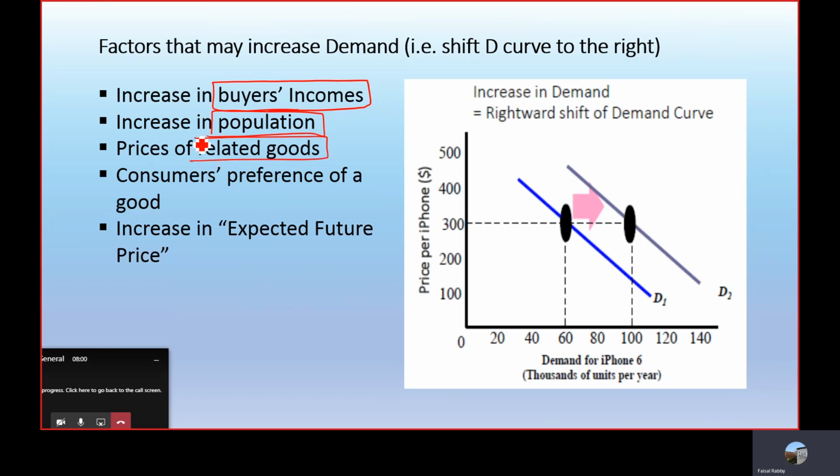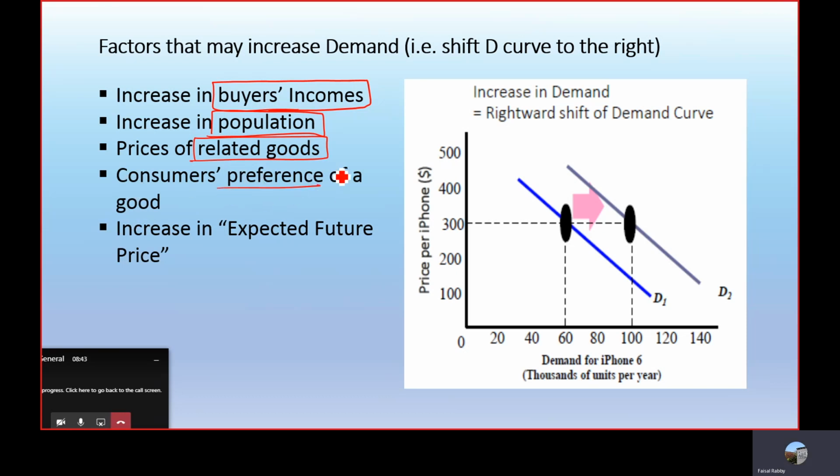Price of related goods can also increase demand. For example, if we are thinking of demand for cars, then whenever gasoline price decreases drastically, we know that some more people might want to buy cars, because now maintaining and driving a car is cheaper due to lower fuel cost. So in this way, gasoline is a related good whose price can affect demand for cars. Notice that this price is not the car's price. This is the gasoline's price, which affects the demand for cars.